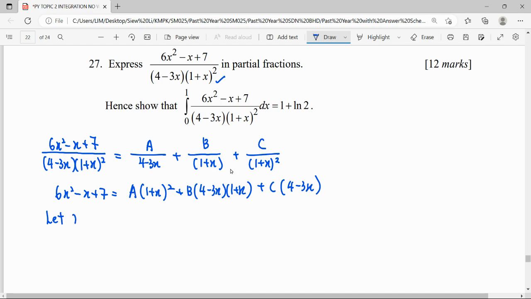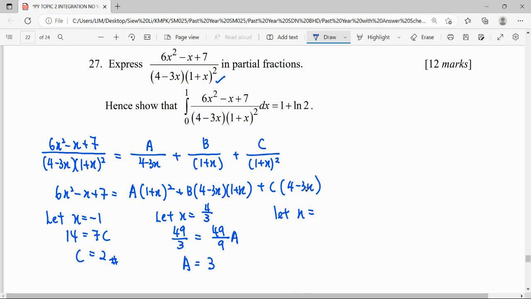Then we can find A, B, C by letting the x value be our roots. Let's say x equals -1. So we have 14 equals 7c, so C equals 2. Then we let x be another root. Another root value we can find here is 4 over 3. So we will have 49 over 3 on the left hand side. We substitute, so we can get here 49 over 9a. Then the rest here is 0. So A will be equal to 3.